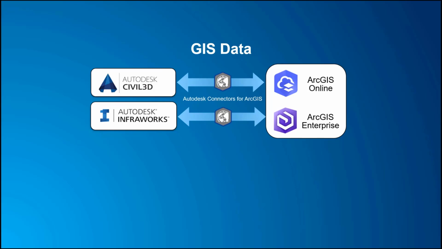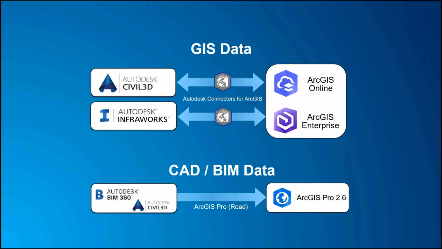Now, I'm going to bring those final designs from Civil 3D into my GIS software so that the GIS team can use it for asset management, comparing with construction progress, and digital project deliverables. To do that, I'm going to take advantage of brand new functionality in ArcGIS Pro, our desktop software, that allows me to connect to all of the data stored in BIM 360.